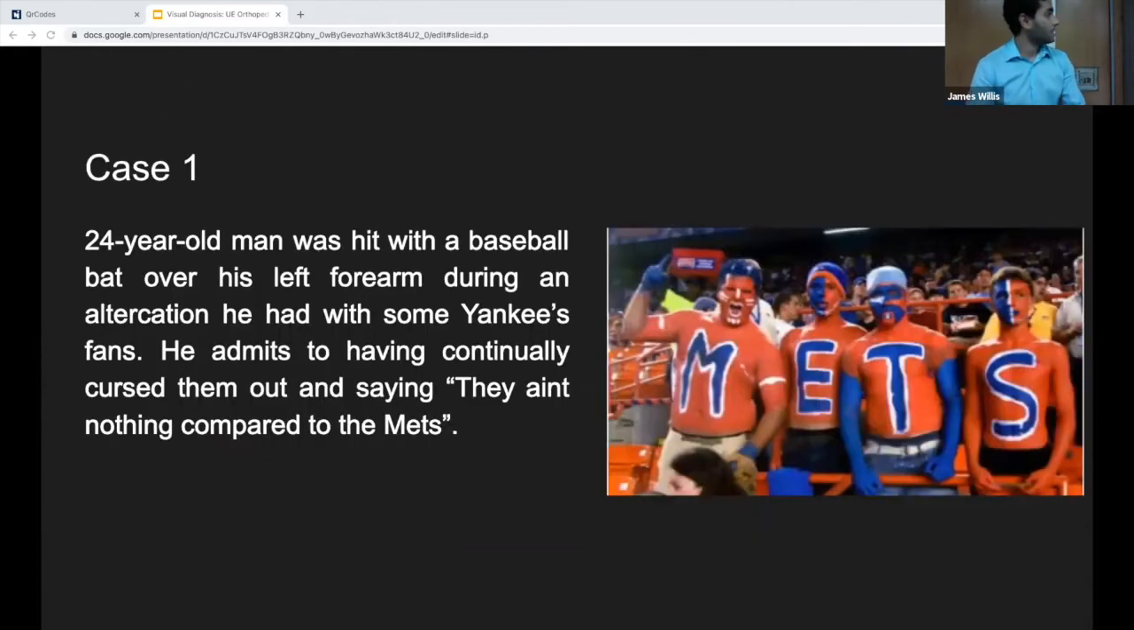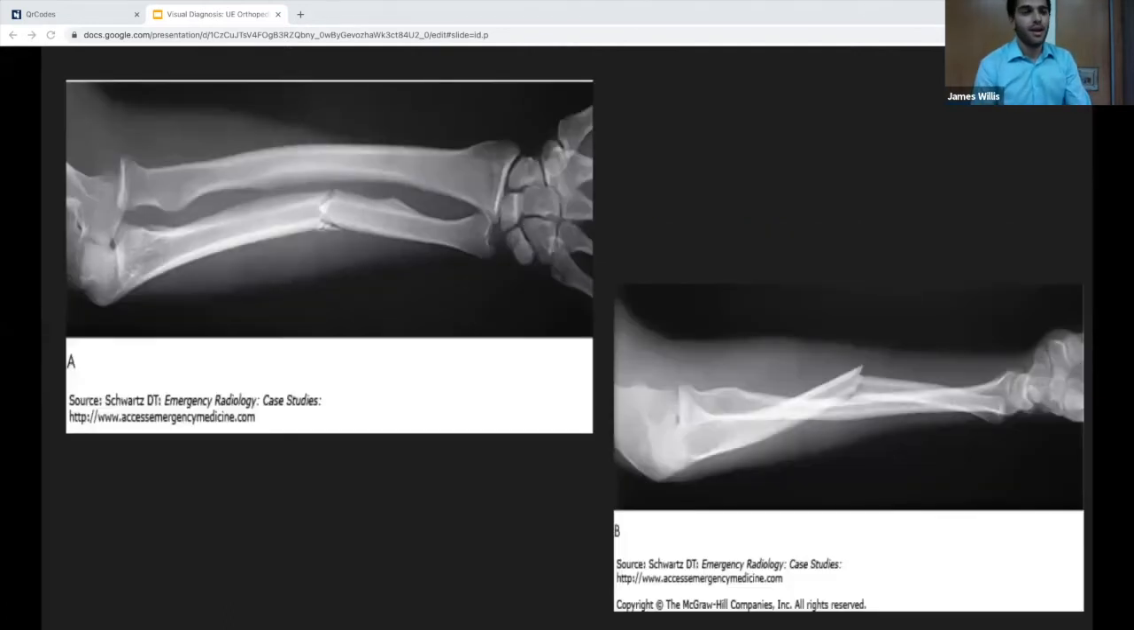So now that we know our terminology and our systematic approach, let's just go through some cases. Case one: a 24-year-old man was hit with a baseball bat over his left forearm during an altercation he had with some Yankees fans. He admits to having continually cursed them out and saying they ain't nothing compared to the Mets. So you get some radiographs. These are the two images you get.